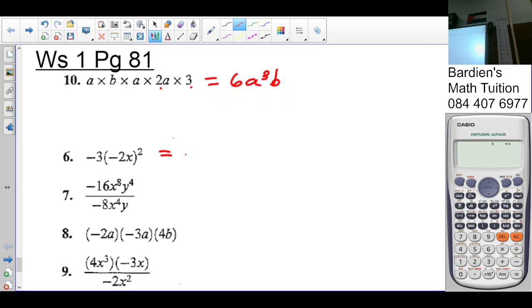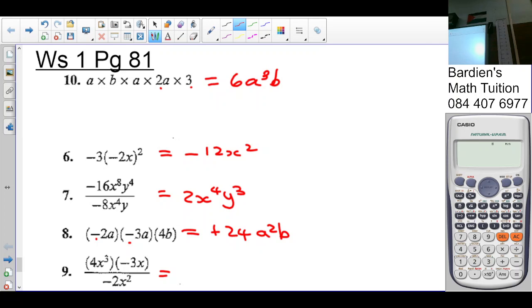Negative 12 x squared, yes. The next one? Correct. Next. Negative 24. Negative or positive? Positive. Negative times negative is positive. 24 A squared. The next one?